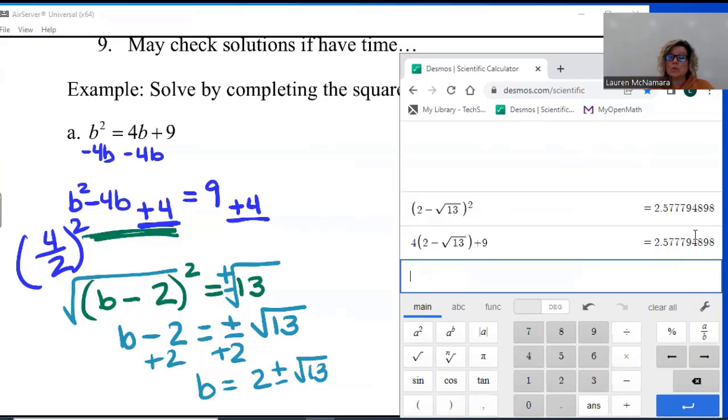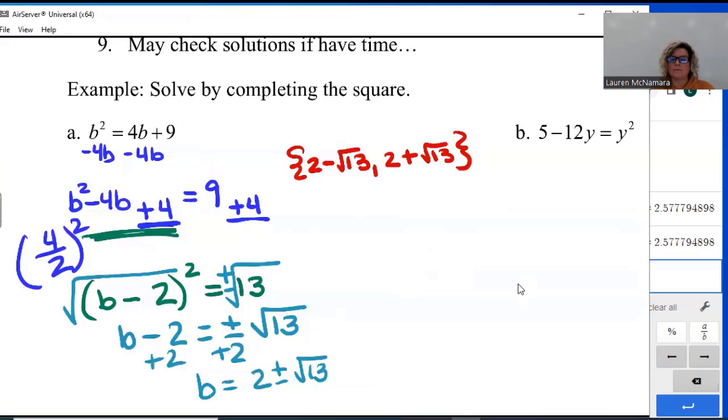I have 2 solutions here. You'll always get 2 solutions when you're finding the solutions to quadratic equations. You might have to write them both out. So writing them out, I would get 2 minus the square root of 13, 2 plus the square root of 13. There you go. Just like that.